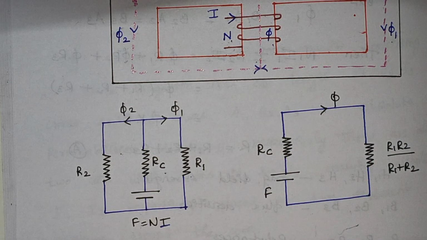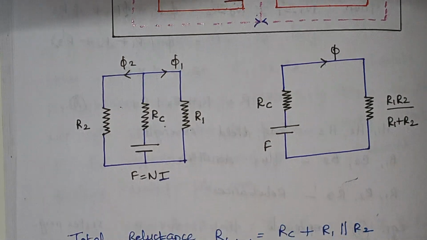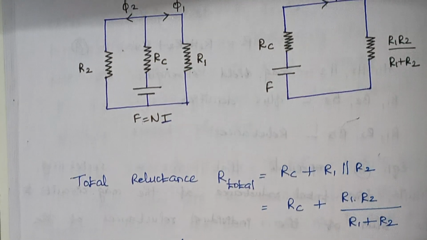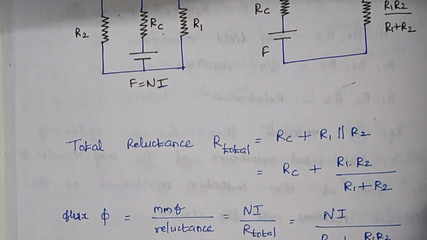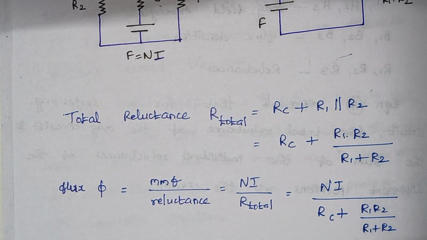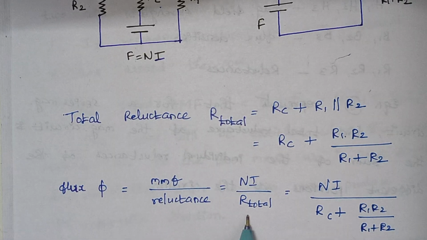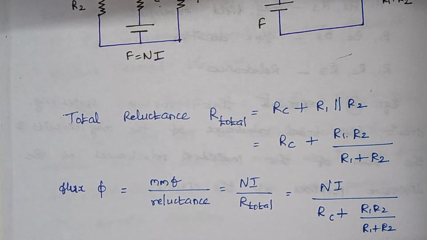From this final circuit, what is the value of reluctance here? Here we have these two reluctances in series, so the total reluctance we can simply add: RC plus R1 parallel with R2, which is nothing but RC plus R1 R2 divided by R1 plus R2. And what is the value of flux? Flux is nothing but mmf over reluctance. So this mmf is given by N into I divided by reluctance. We know the value of reluctance, so just substitute the values here, and this is the value of flux.